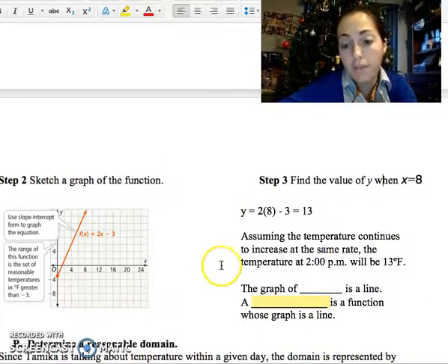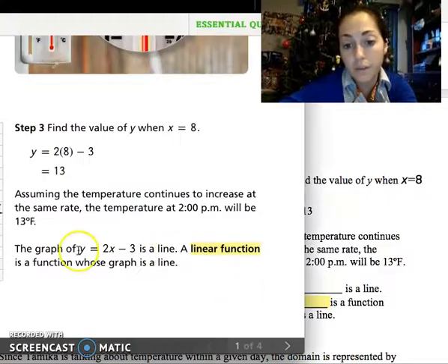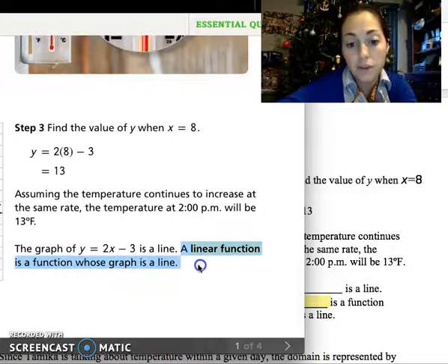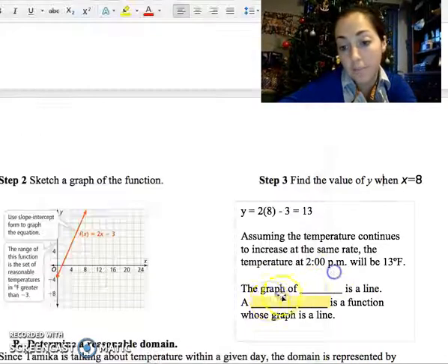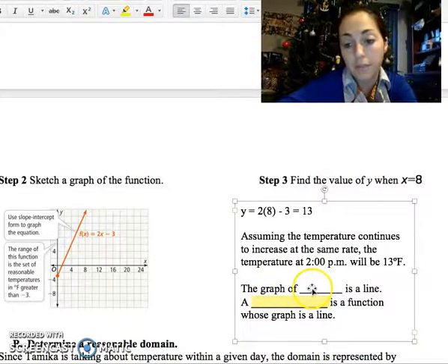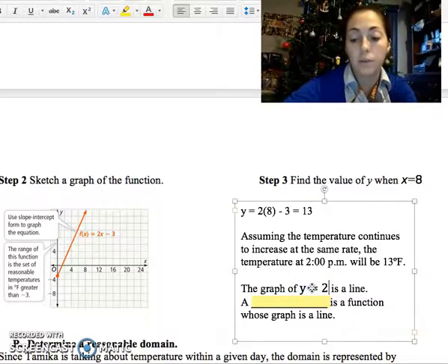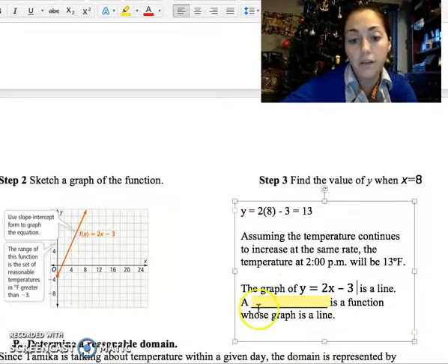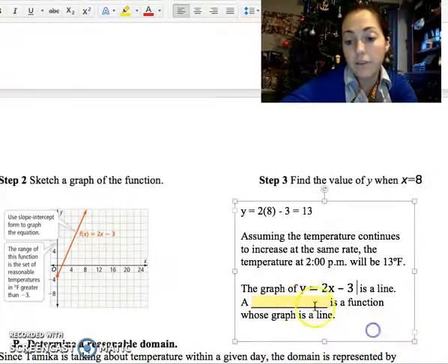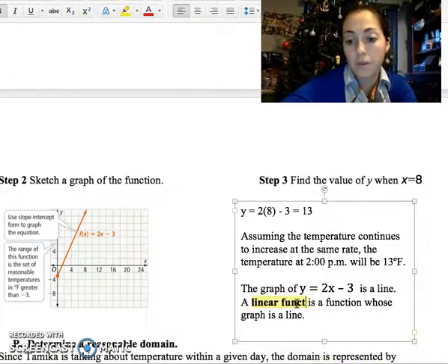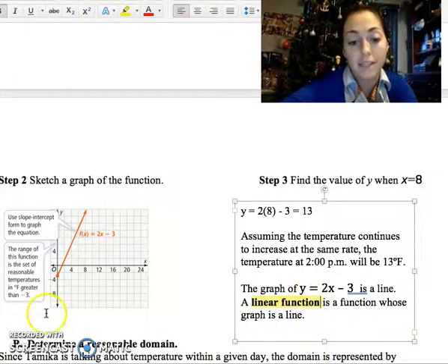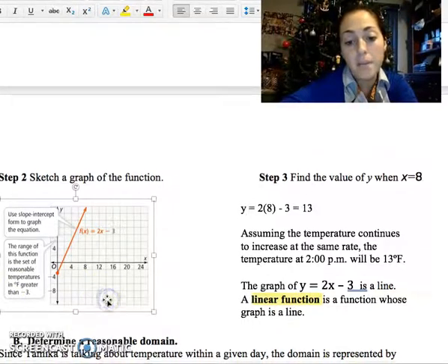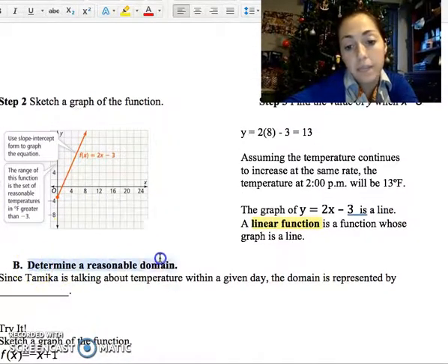So the graph of y equals 2x minus 3 is a line. A linear function is a function whose graph is a line. So that's where you're filling in this part. Y equals 2x minus 3 is a line. A linear function is a function whose graph is a line. Okay? The second part, we need to start talking about reasonable domains.